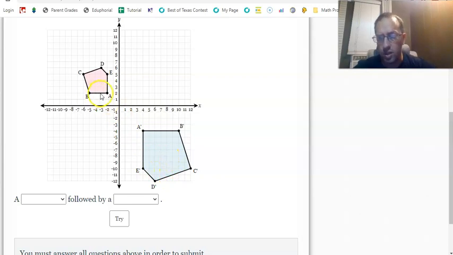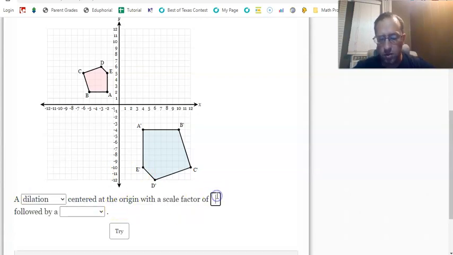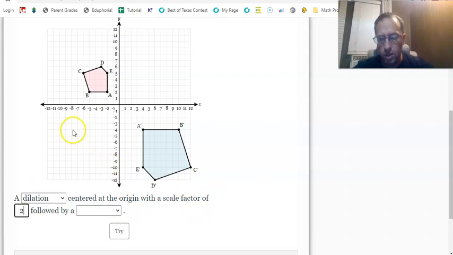Let's see, this side is 3 units. This side is 6 units. So AB is 3 units. A prime, B prime is 6 units. So we need to double the size, right? Because remember, we go from the A, B, C, D, E to A prime, B prime, C prime, D prime, E prime. Okay. So we're going to get it the right size first. So dilation, scale factor of 2.